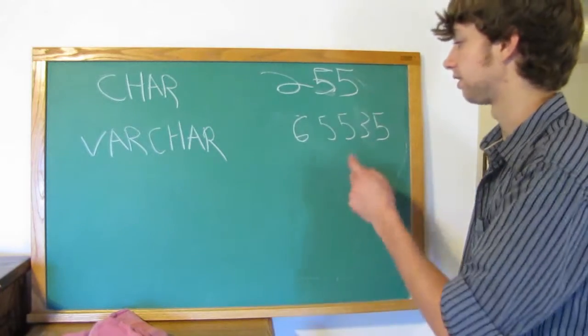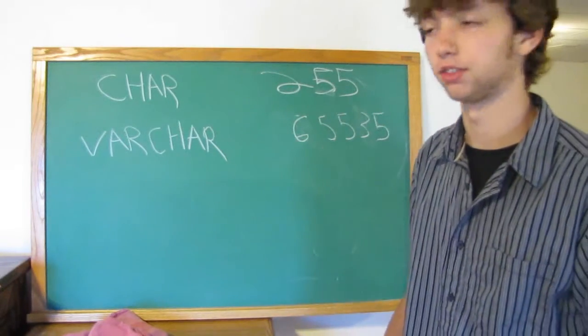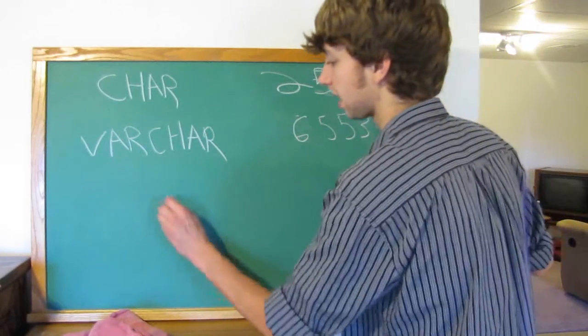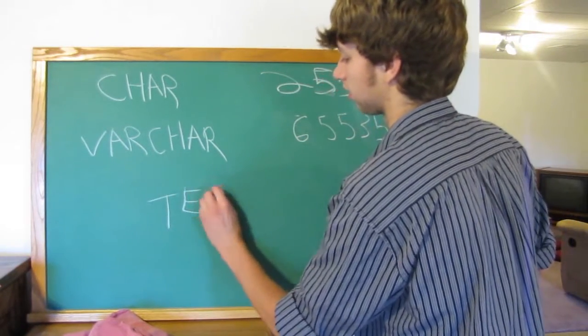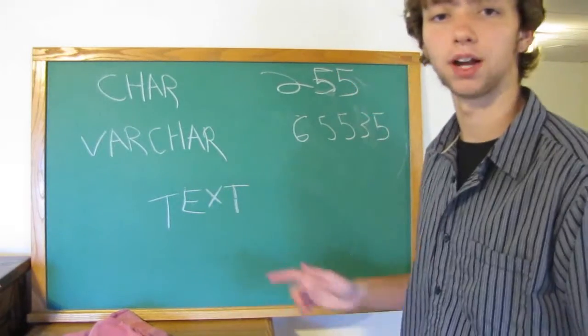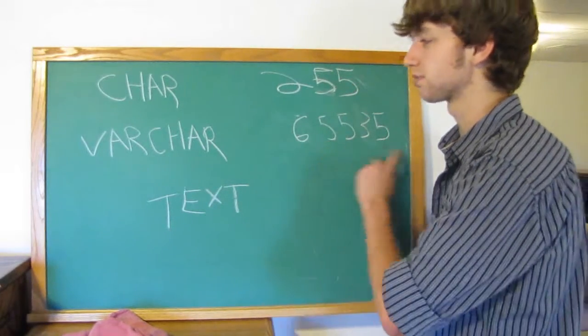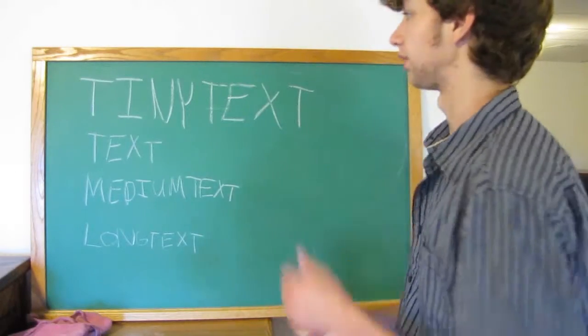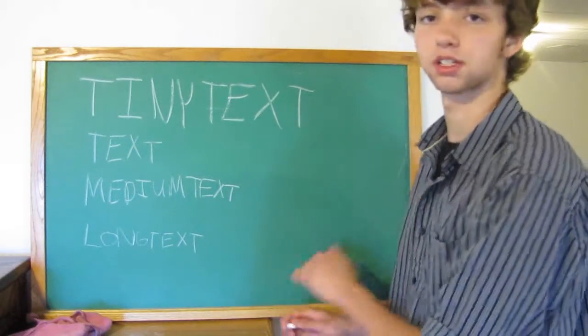Varchar, the max is 65,535. Although, when we go into the next data type, which is text, that will have some more options. So using this many characters for varchar is not always recommended. There are 4 types of text. We have tiny text, text, medium text, and long text.